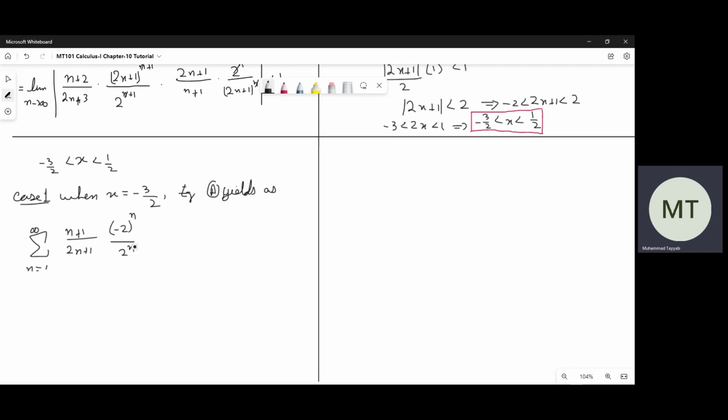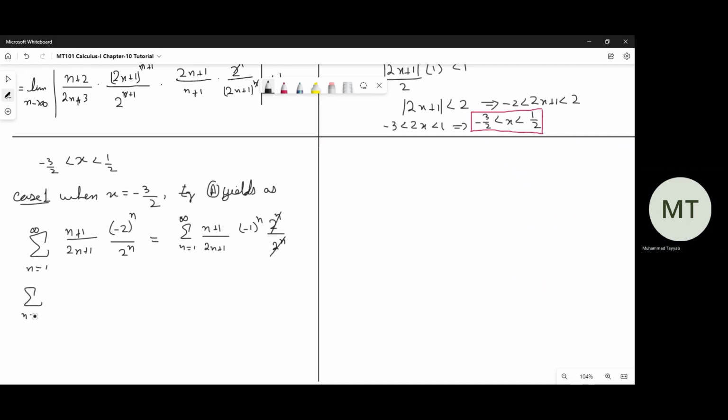So this can be written as the sum, n starting from 1 to infinity, n plus 1 divided by 2n plus 1, and this is written as minus 1 whole raised to power n, and 2 raised to power n over 2 raised to power n. So they both are gone. So we are again in the regime of the alternating series. Because of this alternator, I just extract the minus 1 raised to power n from here, and the 2 raised to power n is separated out, and in the denominator we already had 2 raised to power n. They both will cancel out.